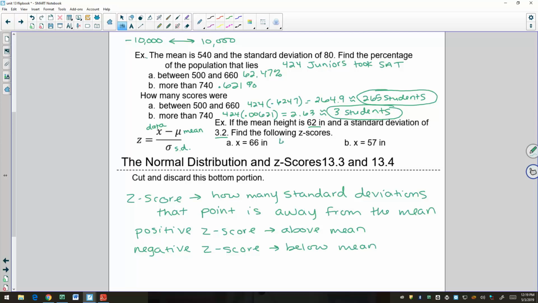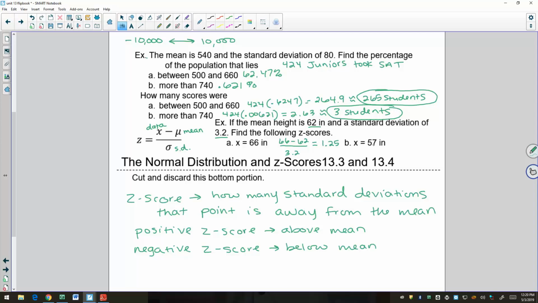So my data in this one is 66 minus the mean of 62, divided by the standard deviation, which is 3.2. That turns out to be 1.25. So you are 1 1/4 standard deviations away from the mean. So you could then use your chart to analyze that and look at the percentage of scores that actually fall within that range, 1.25 away.